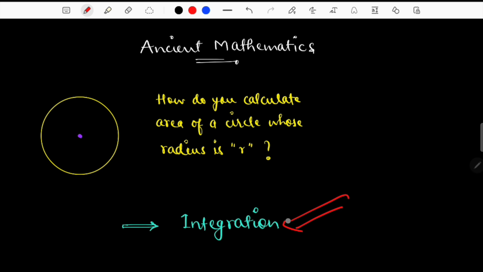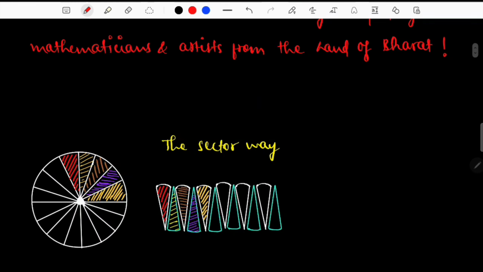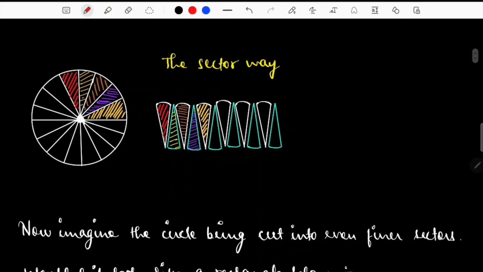But what if I say that even without integration, there were a few techniques which ancient mathematicians and artists from Bharat, which you now know as India, used to invoke to calculate the area of a circle. So let's begin. The very first way to calculate the area of the circle which they deployed was the sector way.